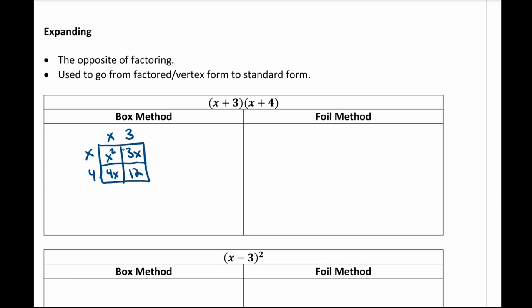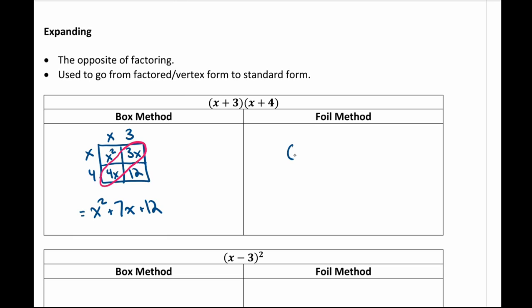The other thing we have to be aware of is that there are going to be like terms, which will always be these diagonals. So I can just collect all my like terms. So I have x squared, which I can't really add to anything. It's on its own. So 4x and 3x combined to give me 7x. And then 12 is on its own. And that's the expanded form. And we can see that it's very similar to standard form.